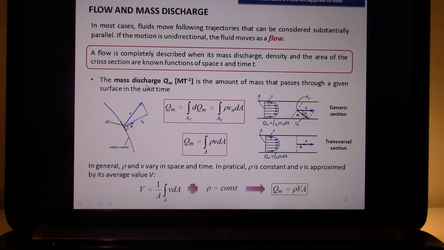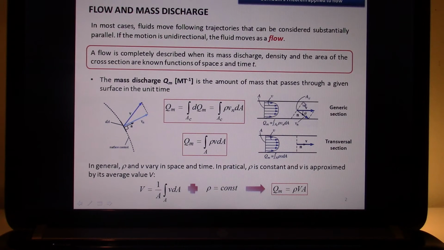So the mass discharge is the amount of mass that passes for a given surface in the unit time. So, for example, consider a generic section. Here you have a pipe where inside there's a flow. The flow is described also, of course, as we said, by its velocity, and we can see that inside the pipe the velocity is maximum in proximity of the axis of the pipe and it's minimum near the walls.